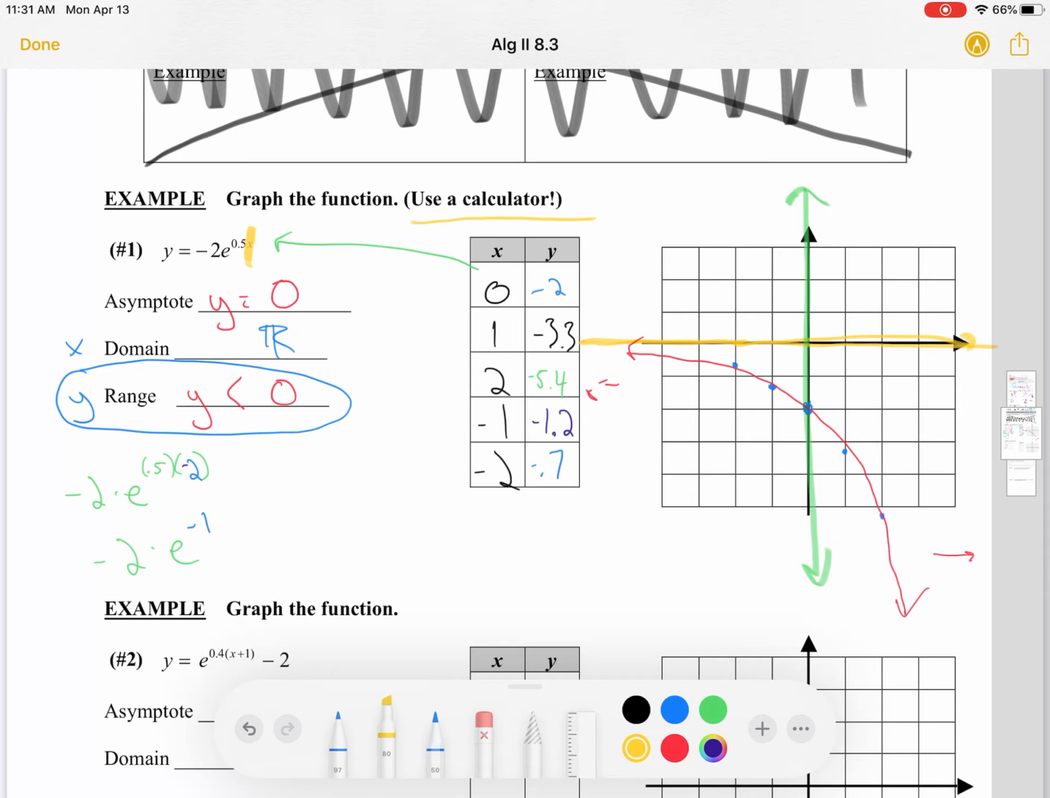That's it. We made an XY chart. We plugged in our points. We found the asymptote, the domain, the range. Again, how do you do this? All you need to do is plug in your values.